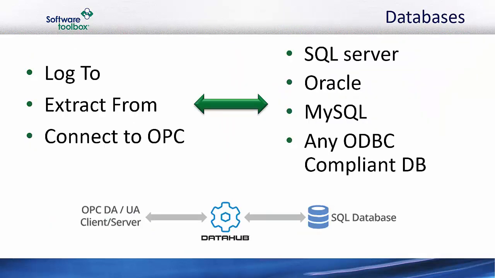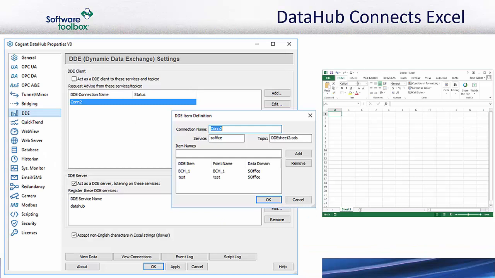But the OT world is not just about OPC. Data Hub can read and write data from just about any database, and once the data is in the Data Hub, you can share that data via OPC or any of the IoT connectors or any of the other Data Hub connectors. Data Hub can even connect to Excel, using a couple of different methods to allow you to share data bidirectionally with the world's most well-known spreadsheet application.